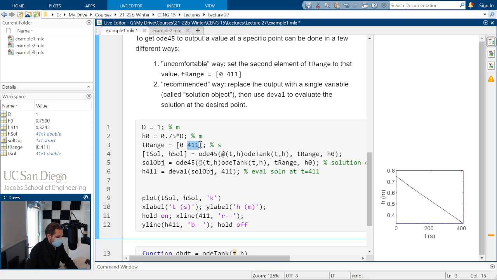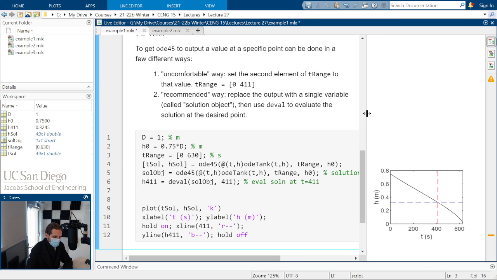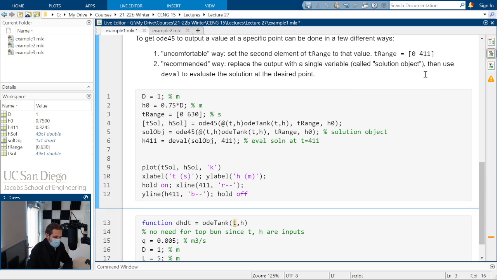Oops, I forgot to increase my range. So 630, I believe, was where it was before. So if you change those two, now you can see the intersection of those two lines is pretty much right where we expected it to be.